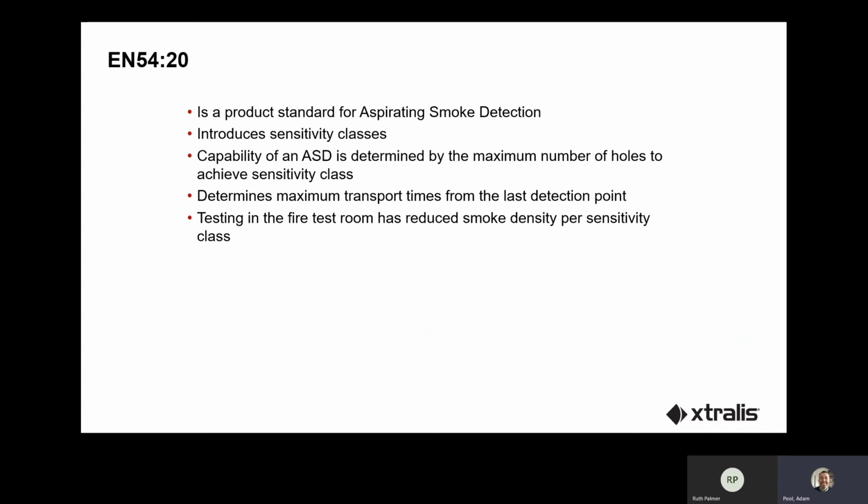One of the things that affects aspirating systems is how long it takes for the smoke to travel through the pipe back to the detector to be analysed for smoke. And of course, that comes down to the transport time of the system. And when we test our products in the fire test room at the regulatory body, effectively each sensitivity class has a lower level of smoke density within that fire test room to give the same level of alarm condition.